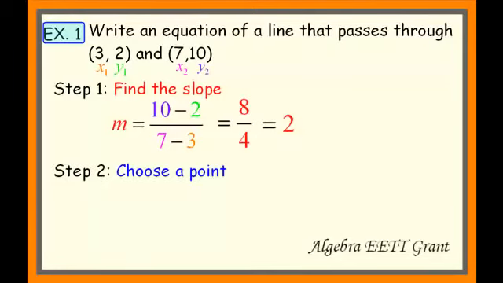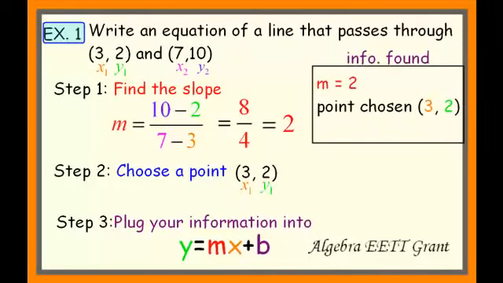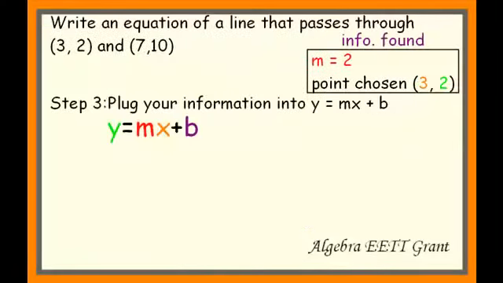Step 2 is choose a point. We've got to use one of these points, either one you want. In this case, let's use (3, 2) as our x1 and y1. Step 3 is plug your information into y equals mx plus b. If I know the slope is 2 and the point is (3, 2), let's simply plug it in. If we put everything in the proper place, we get 2 equals 2 times 3 plus b.